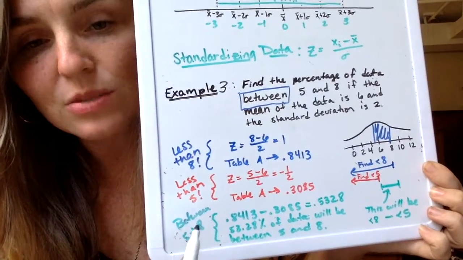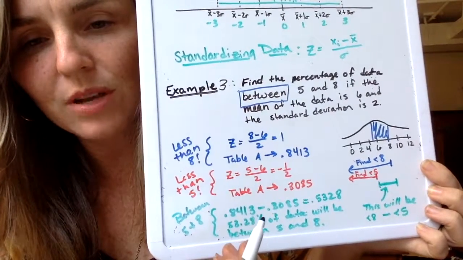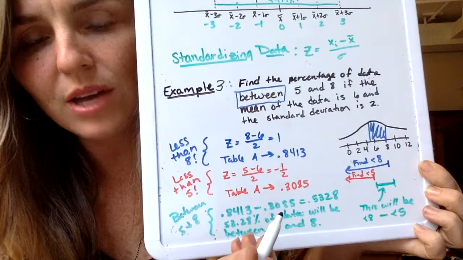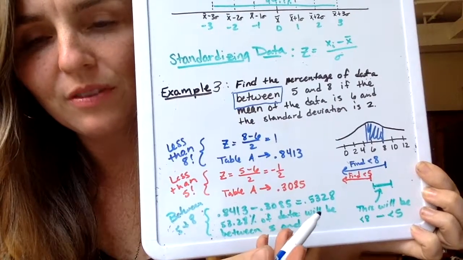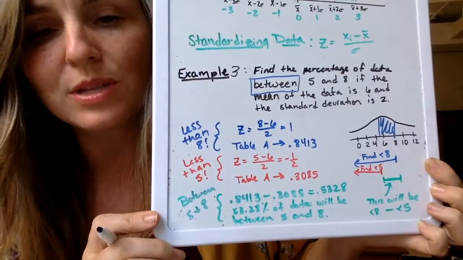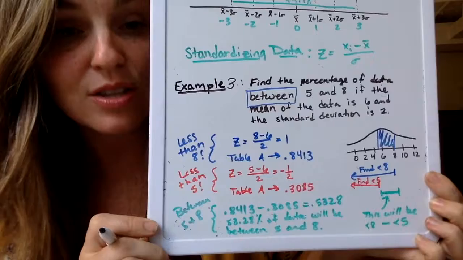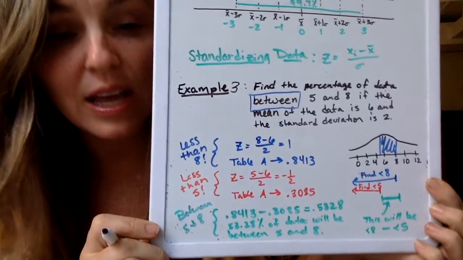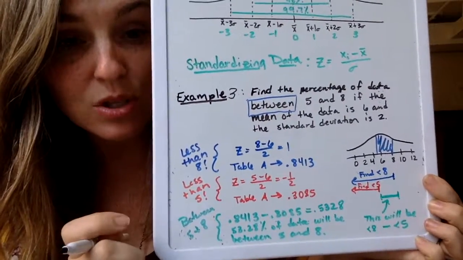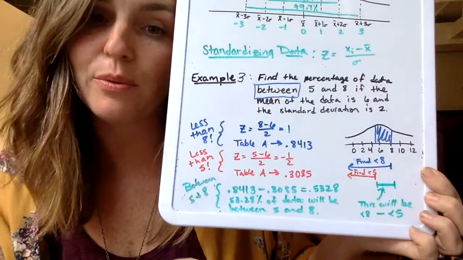Then switch to between 5 and 8, which is to take that 0.8413, subtract 0.3085, and end up with 0.5328, telling me that 53.28% of the data will be between 5 and 8. So that's a less than, a greater than, and a between. Now let's switch it up and look at what happens when you're looking at a percentage for a data point.